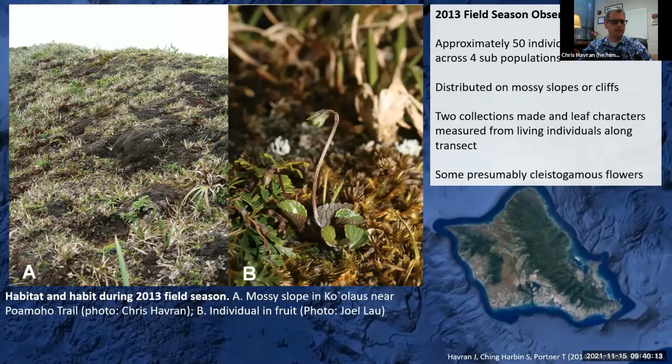This population seen there in image A is really different than what you would see on Kauai. Here on Oahu, this violet is on relatively steep cliffs. It's growing right out of moss in a really exposed environment. And on Kauai, you would expect it on flatter, wetter substrate. Really different here on Oahu. We found 50 individuals and made 2 collections for the Bishop Museum.